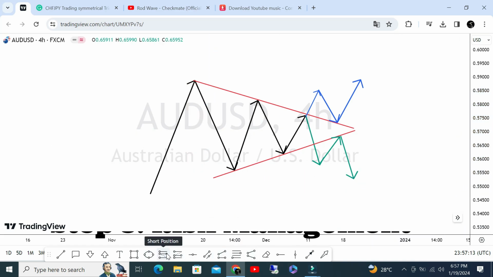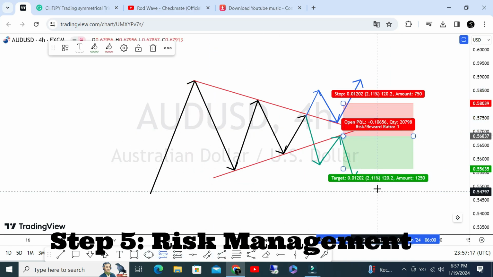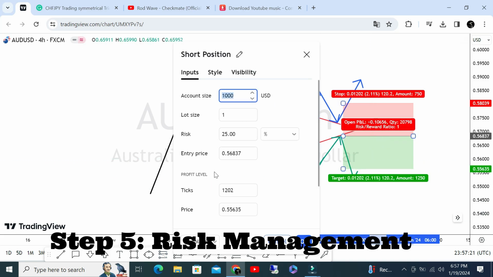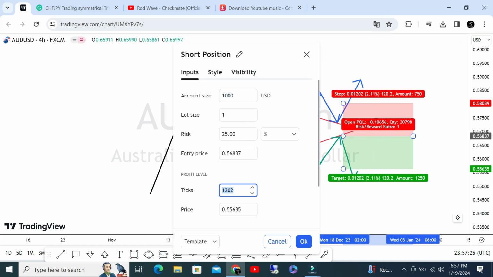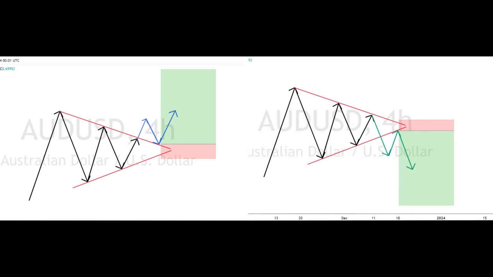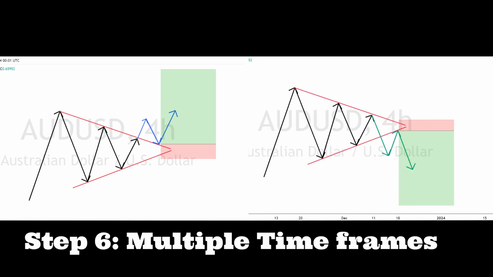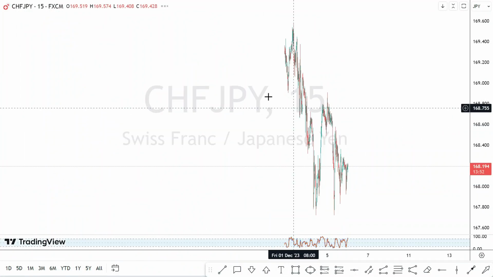Step 5. Risk management. Set stop-loss orders to manage risks. Consider placing them just outside the opposite side of the triangle from the breakout point. Step 6. Multiple time frames. Confirm the breakout by checking multiple time frames. A breakout on a higher time frame adds more weight to the signal.